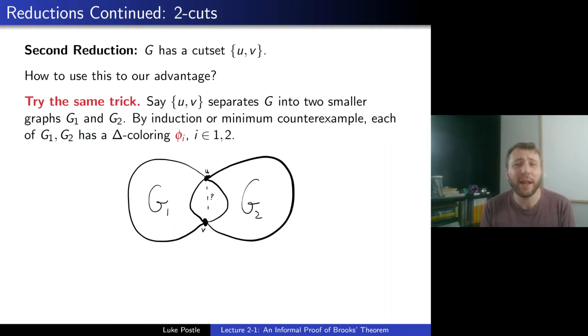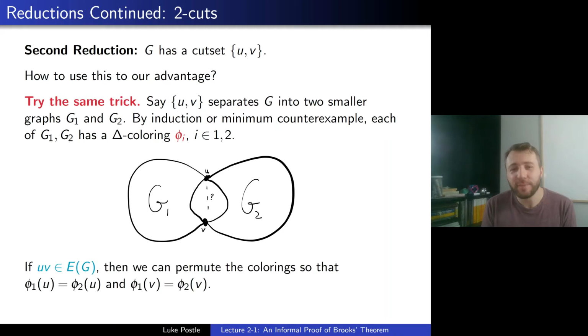And again, by induction or minimum counterexample, so here we're doing minimum counterexample, each of G1 and G2 has a delta coloring Phi_i, where i is in {1, 2}, right? So we have these two colorings, but the question is, can we still glue the colorings as we did before to get an overall coloring of G? Well, that's a good question.